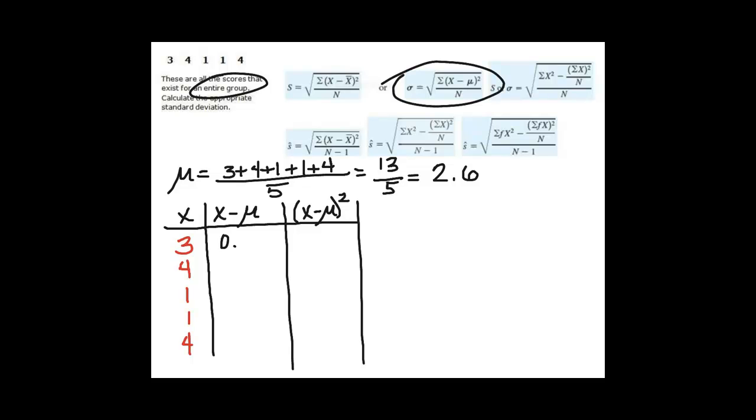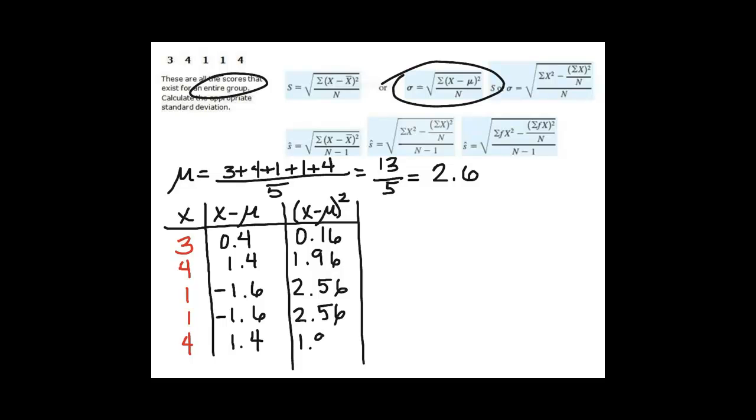3 minus 2.6 equals 0.4. 4 minus 2.6 is 1.4. 1 minus 2.6 goes negative 1.6, and that's there twice. And then there's another 4 minus 2.6. 0.4 times 0.4 is 0.16. 1.4 times 1.4 is 1.96. 1.6 times 1.6 is 2.56. And then another 1.4 squared, 1.96 at the bottom.